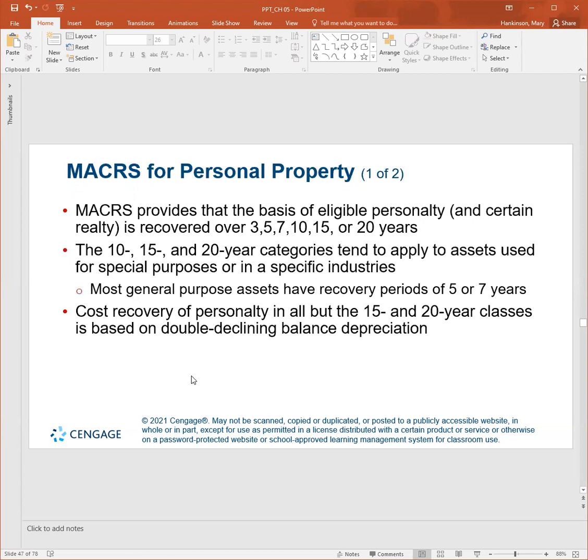Most general purpose assets have a recovery period of 5 to 7 years. And cost recovery for personalty in all but the 15 and 20-year classes is based on double declining balance depreciation.